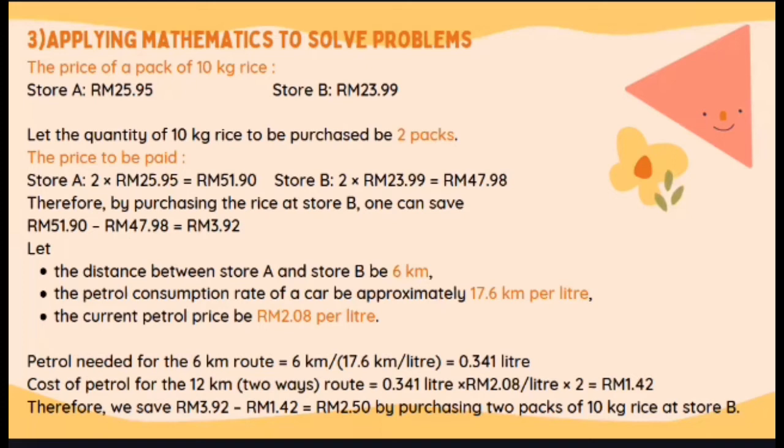0.341 liter times 2 ringgit and 8 cents per liter times 2 equals 1 ringgit 42 cents. 3 ringgit 92 cents minus 1 ringgit 42 cents equals 2 ringgit 50 cents. Therefore, we save 2 ringgit 50 cents by purchasing 2 packs of 10 kg rice at store B.